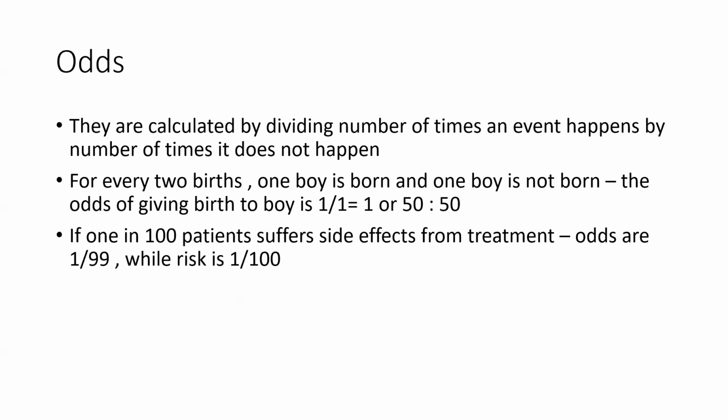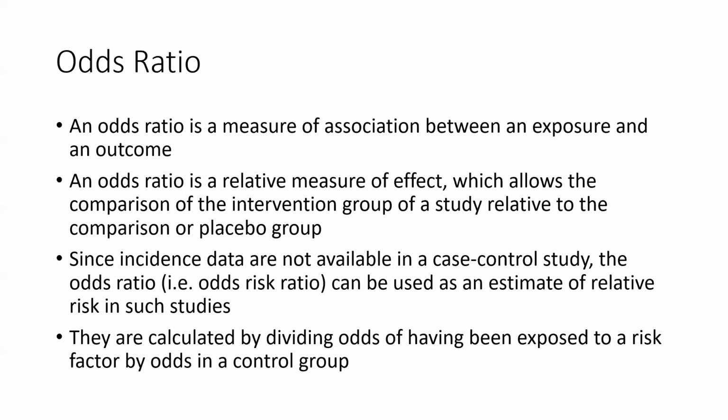For every two births, one boy is born and one boy is not born. So the odds of giving birth to a boy is 1 to 1. That is 50%. If 1 in 100 suffers a side effect from a drug, the odds are 1/99, while the risk is 1/100. Odds ratio is the measure of association between exposure and the outcome.